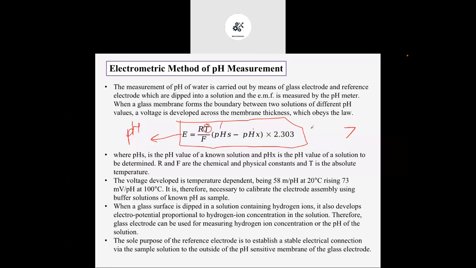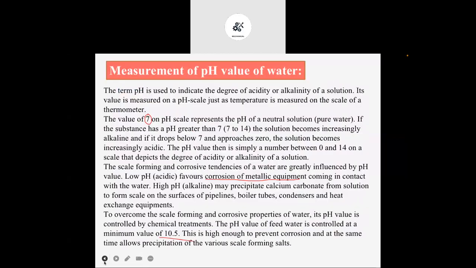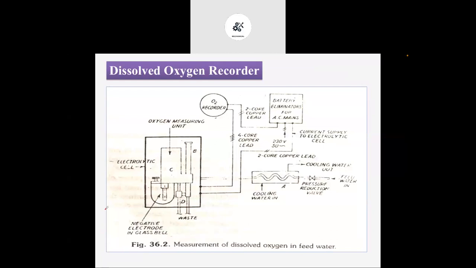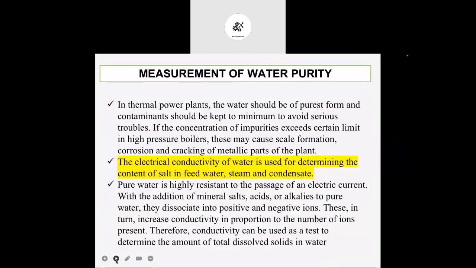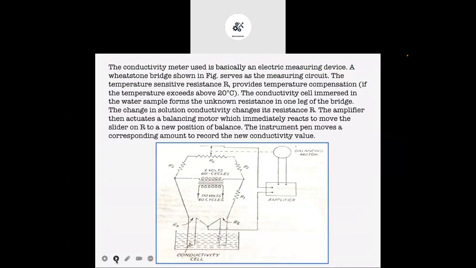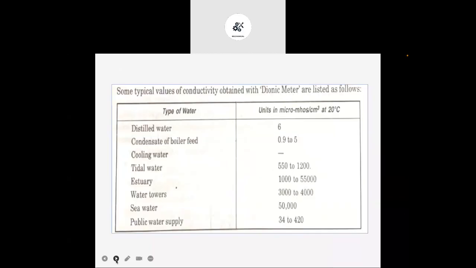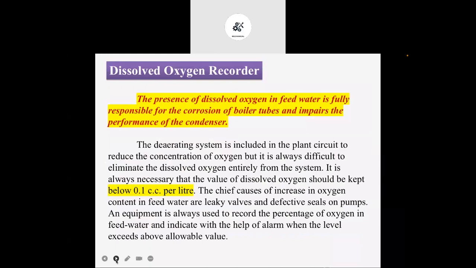So that's how we can calculate the pH of that feed water, and it is very important to measure the pH. If the pH is beyond the limits, in that case we have to carry out some chemical treatment, and then we can use that water in the thermal power plant. Okay, so this is one of the types of pH measurement. So these three measurements we have to carry out on the feed water. First we saw the measurement of the water purity.